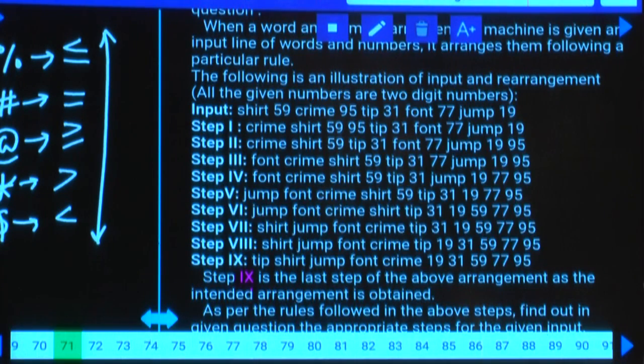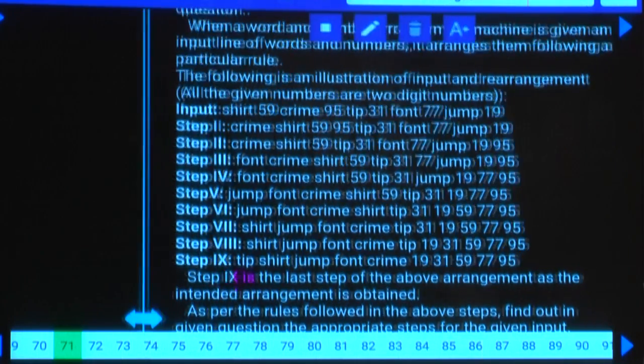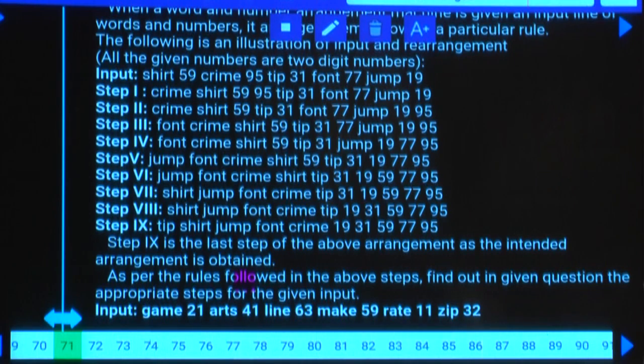Now question number 71 to 75, these 5 are based on input and output. Now in this input and output, tell me how many elements are there in the given input? 1, 2, 3, 4, 5, 6, 7, 8, 9, 10. In total we have 10 elements. How many steps are there? Step 9th is the last step.